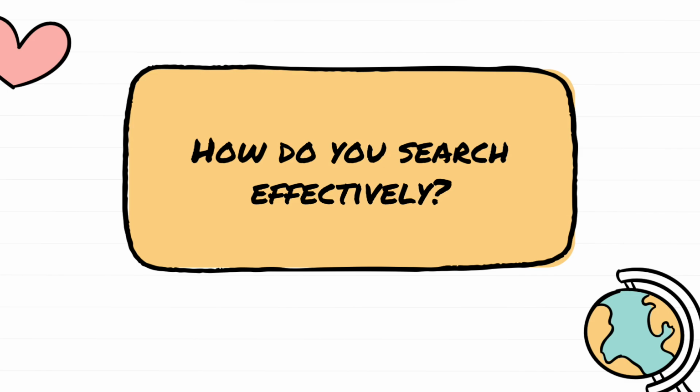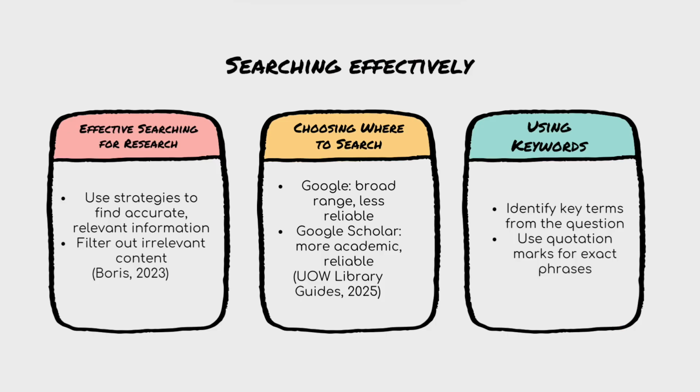Let's move on to how you search effectively. Effective searching involves applying strategies to locate the most accurate and relevant information within a given context. In an age of information overload, we must filter out the irrelevant information and focus on what's really important.